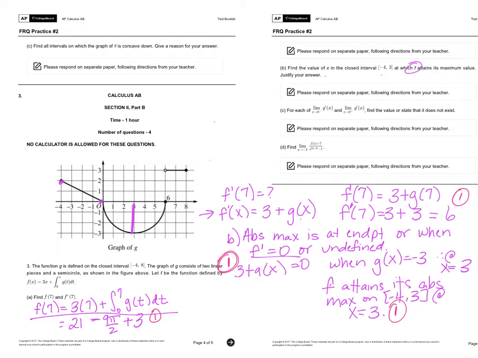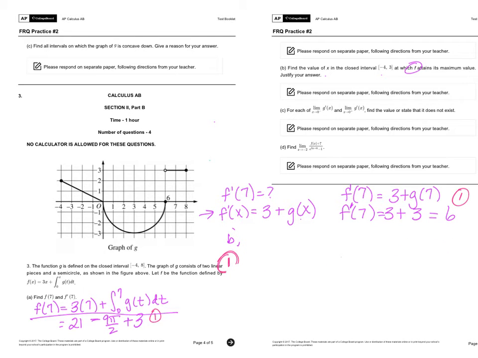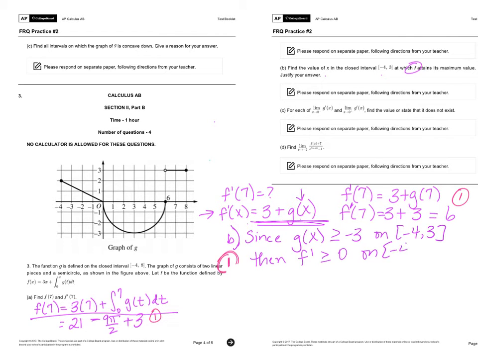Instead of doing the candidates test, or instead of figuring that out, notice I could say this right here. If you can justify with words and reason it out, that's fine. You just have to use those relationships from curve sketching. Someone could say, wait a minute, I'm going to erase all this, in fact. If someone realized, since g of x is greater than or equal to -3 on all these x values, then f prime, notice here, if this value is greater than or equal to -3, wouldn't it be true that f prime would be greater than or equal to 0 on -4 to 3?